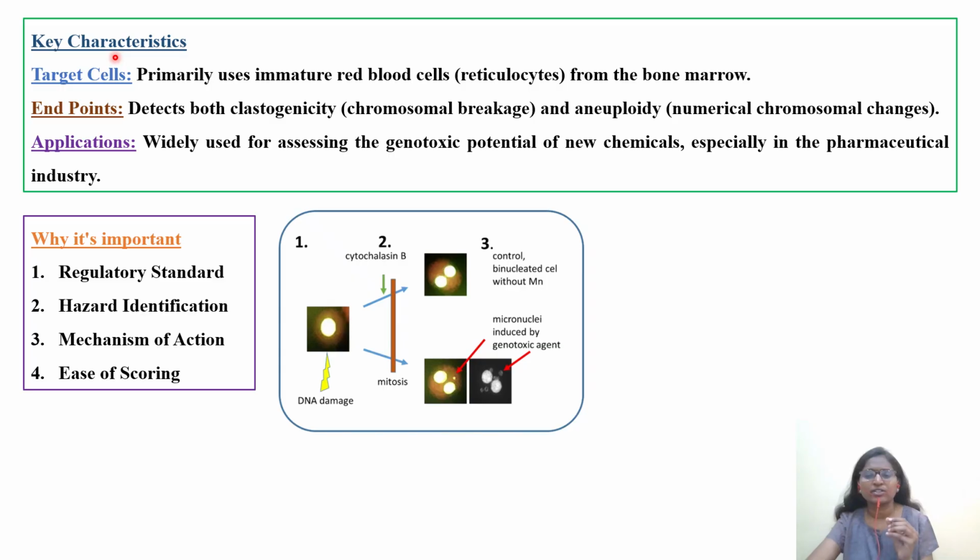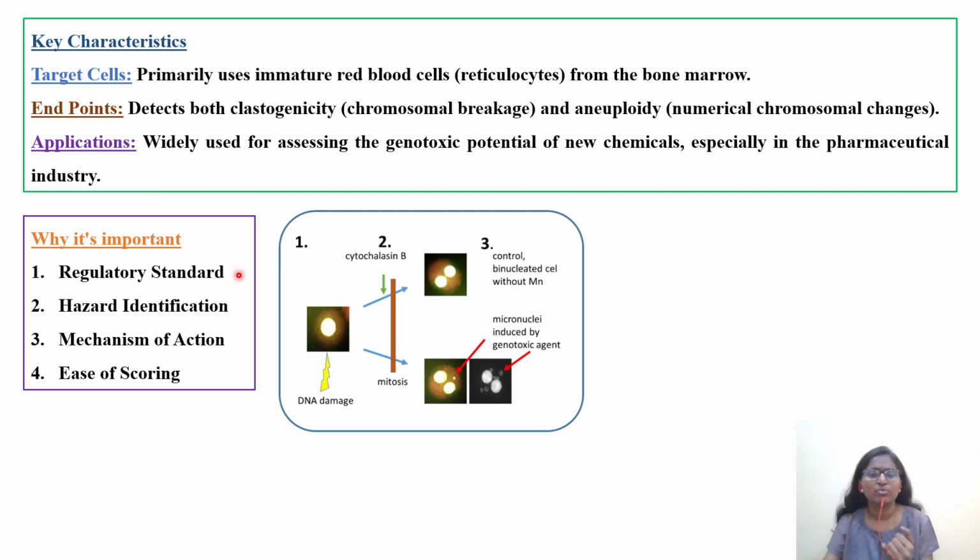So, what are the key characters of a micronucleus assay we will be seeing? One is target cells. Primarily, this micronucleus assay uses immature red blood cells, newly formed reticulocytes from the bone marrow. Endpoints we are able to detect by using this micronucleus: clastogenicity, that is chromosomal damage, and aneuploidy, numerical chromosomal changes. And coming to applications of this micronucleus assay, it is widely used for assessing genotoxic potential of new chemicals, especially in the pharmaceutical industry. As I said, it is part of the battery of toxicology genotoxic tests. Along with the Ames assay, the chromosomal micronucleus assay is also very important because it is used to identify clastogenicity.